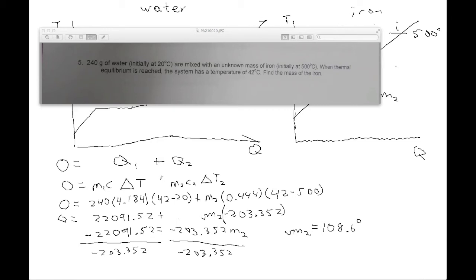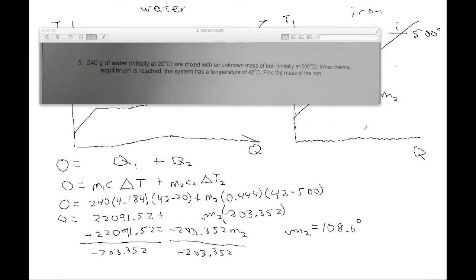So is this a one sample or a two sample problem? Two sample. So you did it by saying that the sum of the heats adds up to zero because we're assuming this is insulated from the environment. So any heat that the iron is losing is being absorbed by the water. Well, that was good that you worked this out. This problem was a little bit different, a little bit harder than any of the ones we've done before. So it's good that you figured out how to do it.